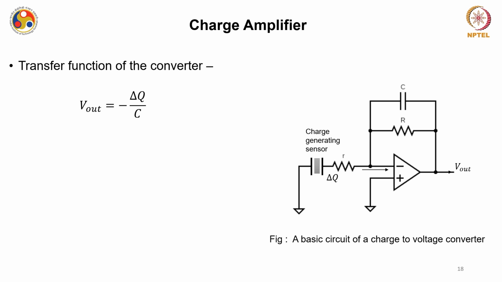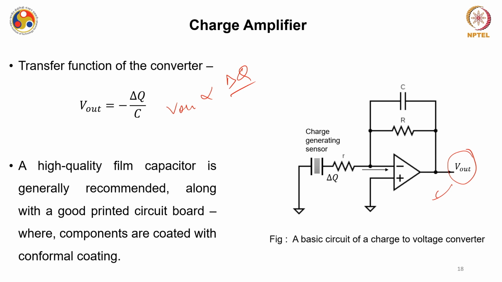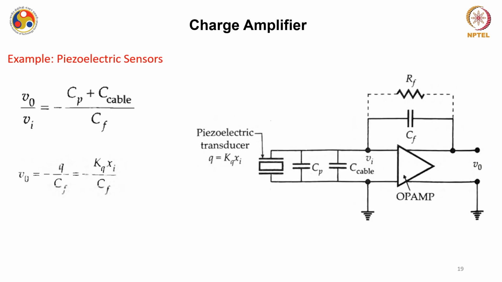Now if you see this configuration, this output will follow the input. This V out is directly proportional to del Q, or V out is nothing but minus del Q by C. So a high quality film capacitor is usually recommended, along with a good circuit board where the components are coated with conformal coating, so that these charges are not trapped inside the capacitor itself. It should reach this resistance small r, then only we will be able to measure it.